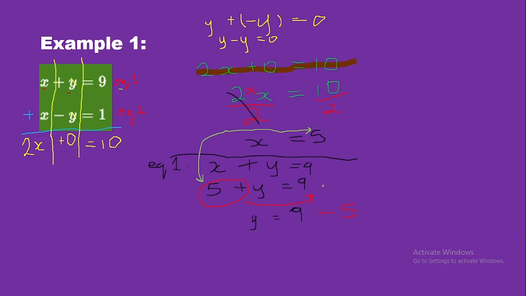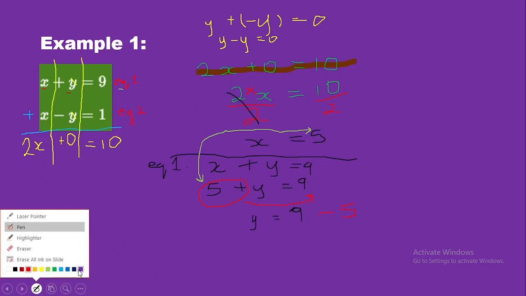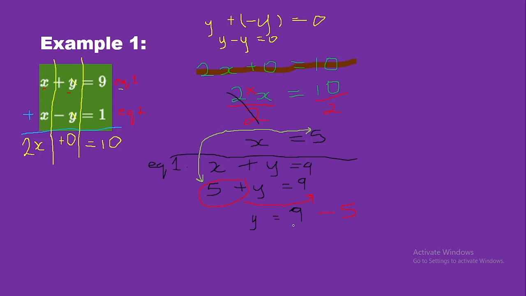Anytime we move terms or numbers from one side of the equal sign to the other side, the number remains the same, but the sign changes to the opposite. So the opposite of plus is going to be minus. So 9 minus 5 is 4. So y is going to be equal to 4.